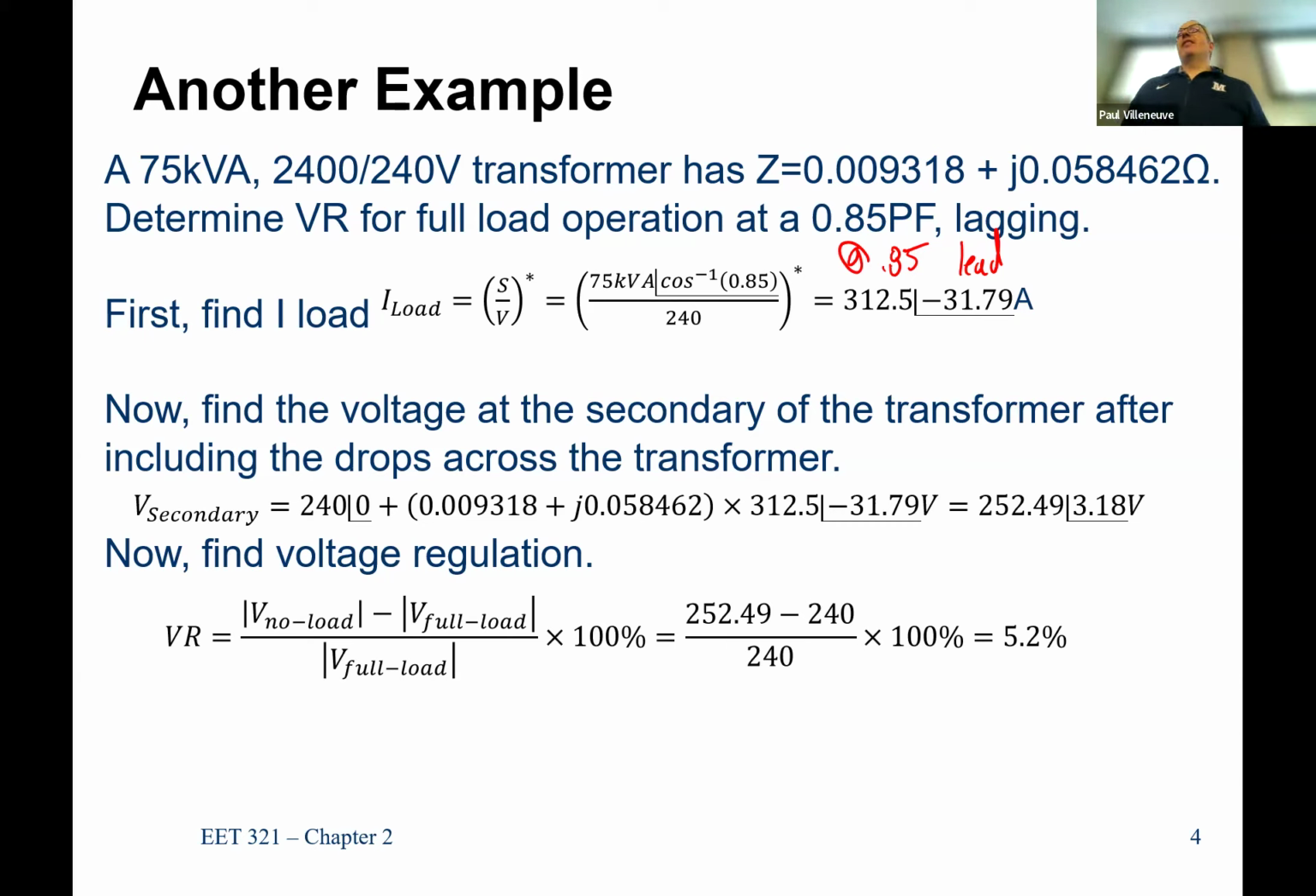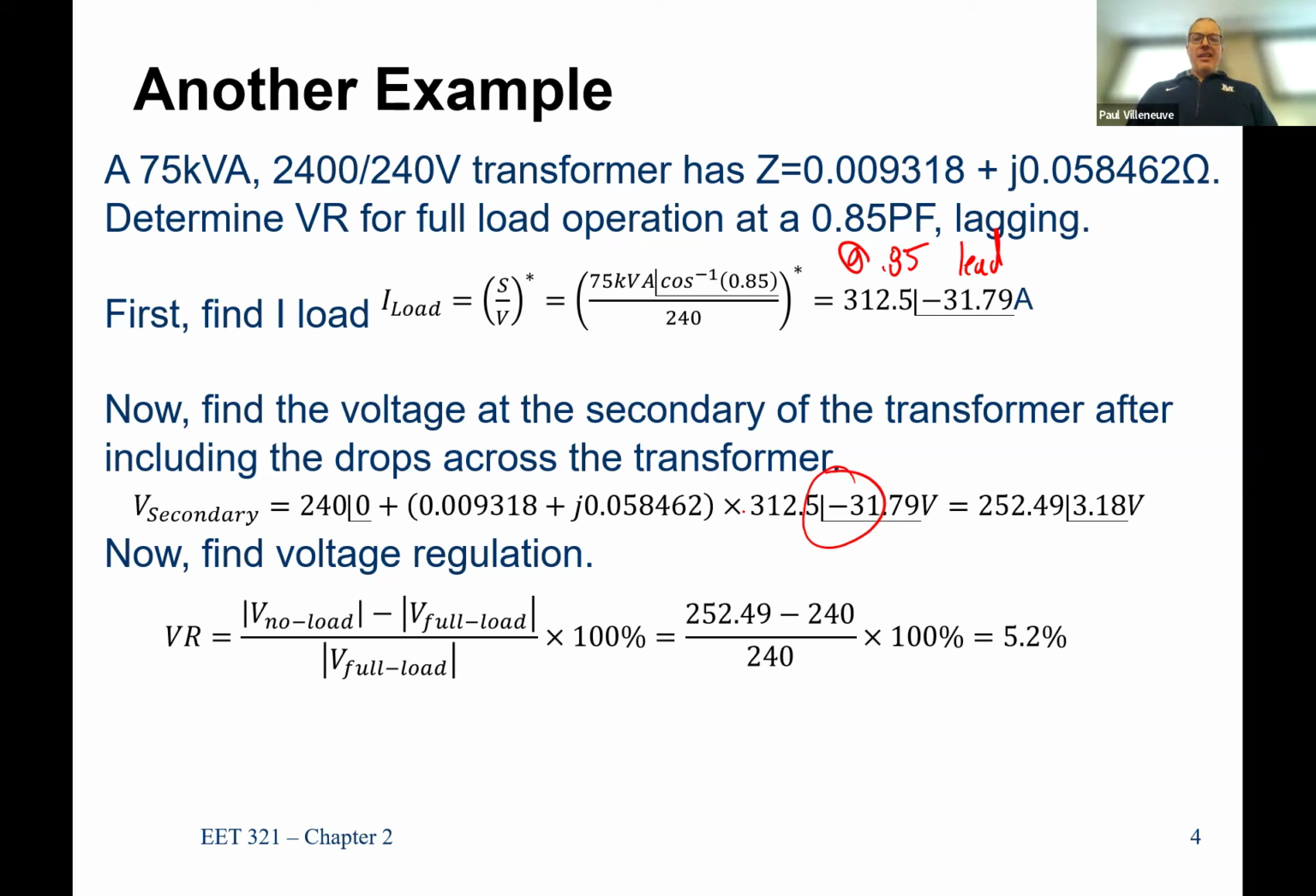Minus 2.7. So going back to what he asked, can you get voltage regulation that's negative? Yes, if it's a leading power factor. And what was the only difference that you needed to do in this problem to do a leading power factor? That becomes a positive number.